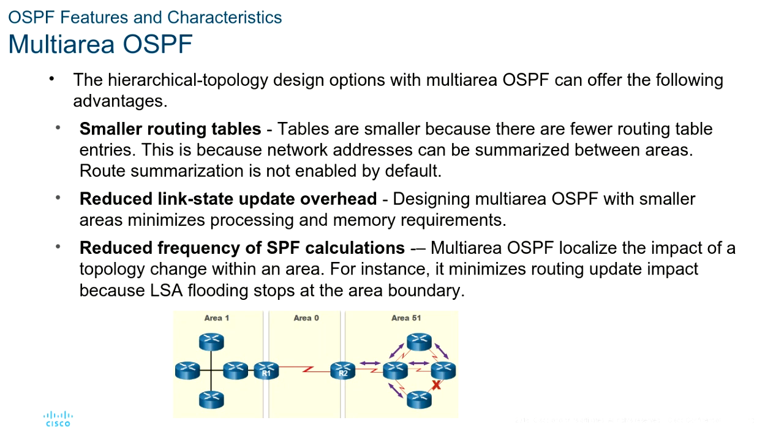If I had multiple areas, the flooding of the link state advertisements only occurs within the area. The flooding for South Campus will only occur within that area. This reduces the flooding and reduces the calculation of each router as it calculates its routing tables. Between area 1 and area 0, we're going to summarize. Between area 0 and area 51, we're going to summarize, manually summarized. So this improves the performance of the entire network.